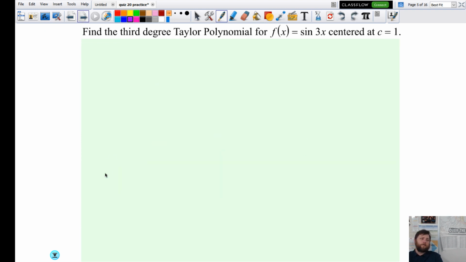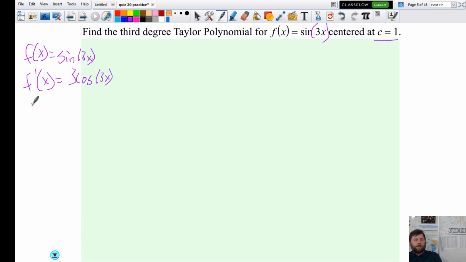Okay, moving on. Oh, another one of these? This one is centered at c equals 1. So you got to remember that. So it's only the third degree. I'm so happy. So f of x is sine of 3x. And f prime of x is cosine of 3x, but chain rule, times 3. f double prime of x: cosine goes to negative sine and times another 3, so negative 9 sine of 3x. And the triple derivative of x equals negative 27 cosine of 3x.